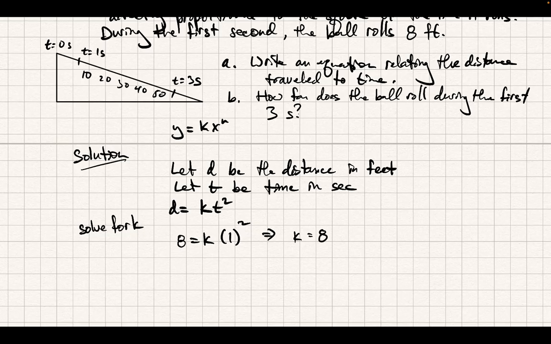All right. So the equation relating distance to time is what? We've solved for k, so let's plug it back into our equation. Not 8, 8 is k. So d equals 8 t squared. D equals 8 t squared is our equation for distance. So we've written an equation. That's it for part A. Now part B is asking for what?